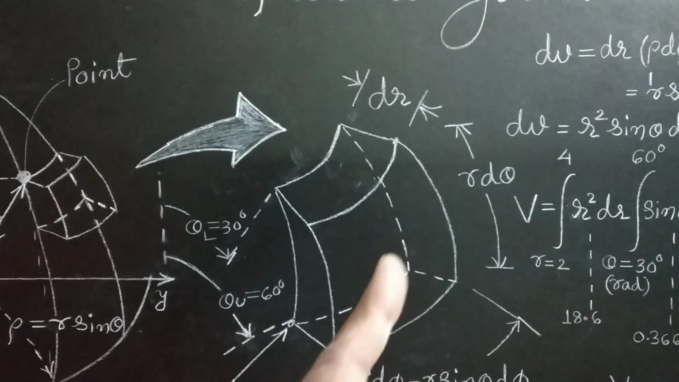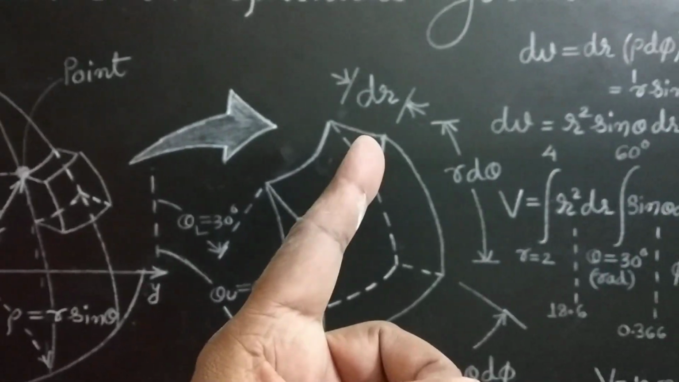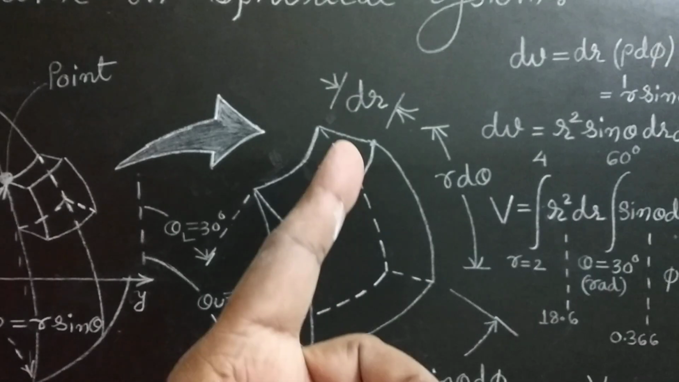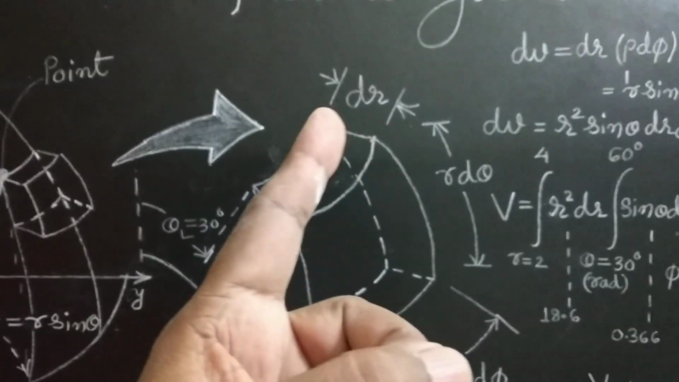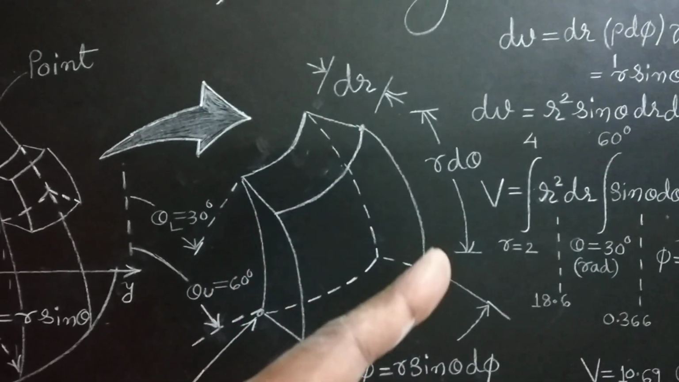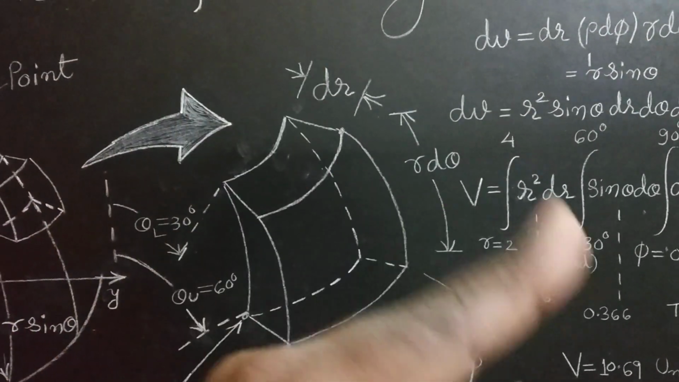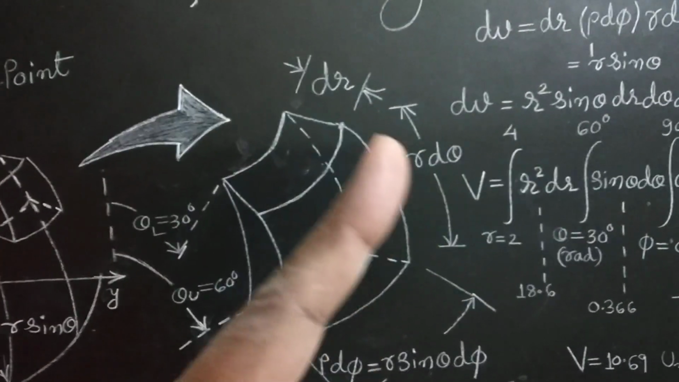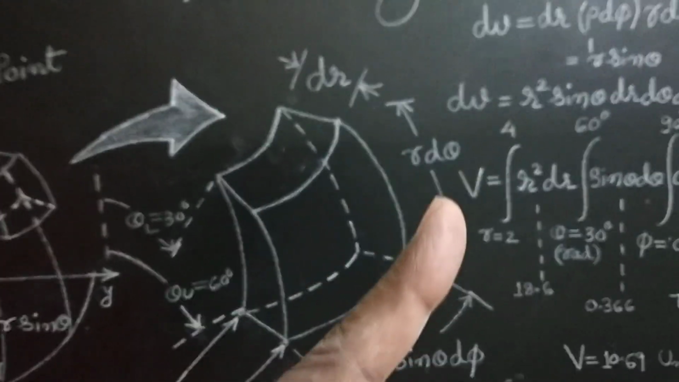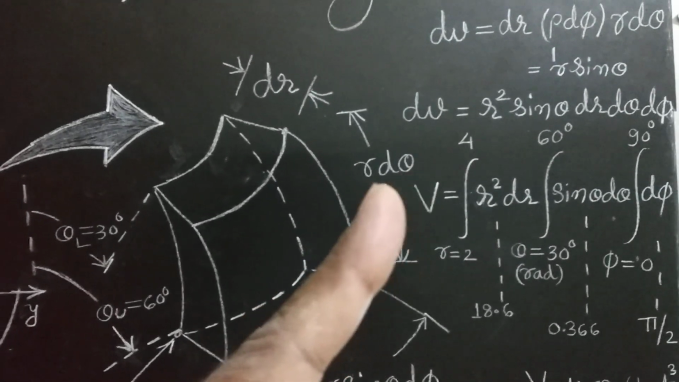for understanding the volume in the spherical system, we must know the distances. In the radial direction, the small distance will be dr. But in the direction of increment of theta, where theta is the angle from the z-axis, the distance will not be d theta, but r d theta. It should be multiplied by r.